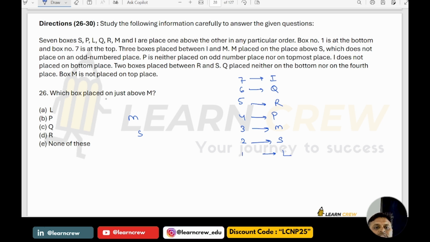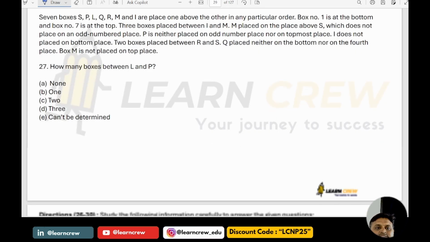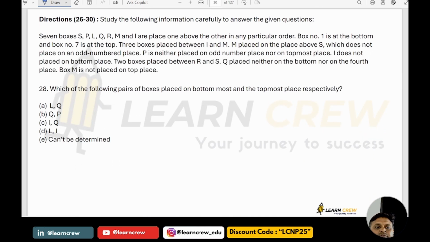Now which box is placed just above M? Just above M we have P. Next. How many boxes between L and P? Between L and P you have 2 boxes, M and S. Next, question number 28. Which of the following pairs of boxes is placed on the bottommost and topmost? Bottom is L, top is I. So option D is correct.